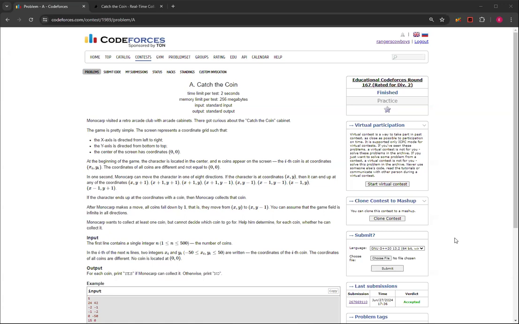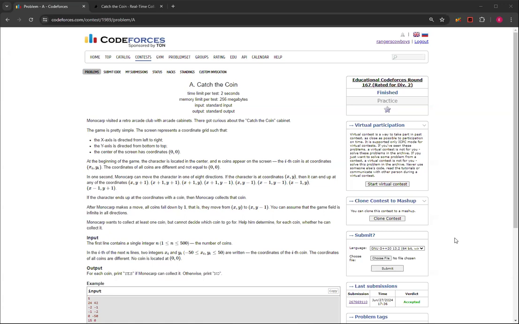In this one I'm going to show you how to solve Catch the Coin, question A from Educational Codeforces Round 167, rated for Division 2. So Monocarp visited a retro arcade club with arcade cabinets. He got curious about the Catch the Coin cabinet.